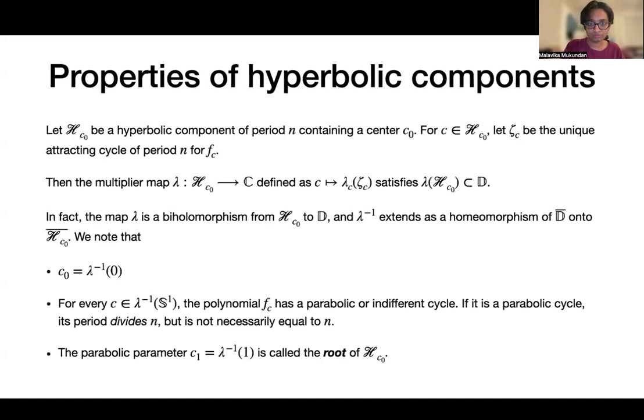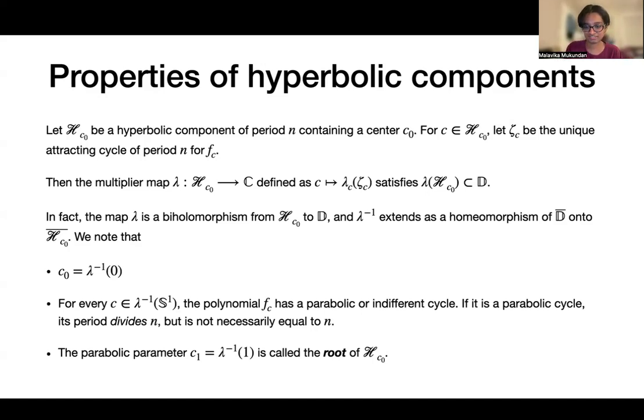Okay. So I'm going to describe further the additional structure of hyperbolic components. We saw that every hyperbolic component contains a center. What is true is, in fact, that every hyperbolic component contains a unique center. Now, why is that? So let H sub c naught be a hyperbolic component that contains a center c naught of period n. So the center and the component all have period n. Now, for any polynomial inside this component, let zeta sub c be the corresponding attracting cycle, which also has period n under f sub c.